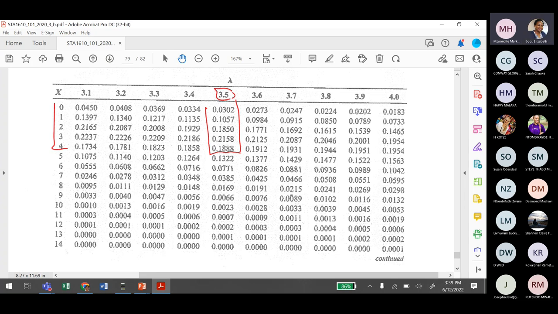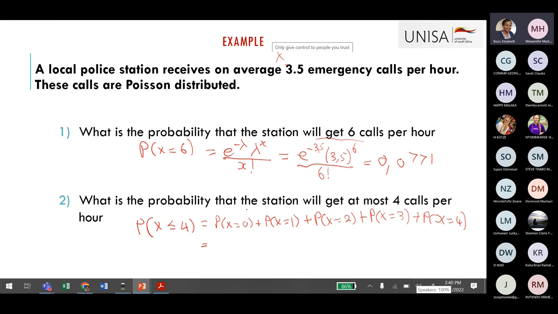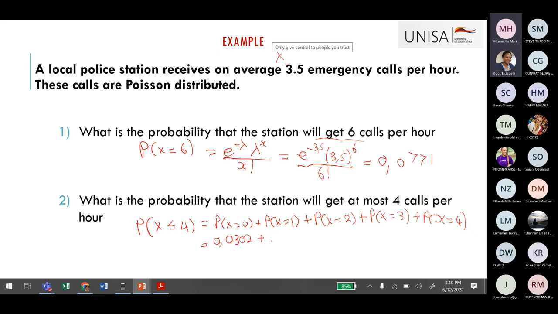Let me know when we're done. At least one person. Done. You have all the values. Okay. Yes. Right. So I'm going to go back to the slide. Where the probability of X is 0, you can just give me the values. It's 0.0302. Plus where X is 1.